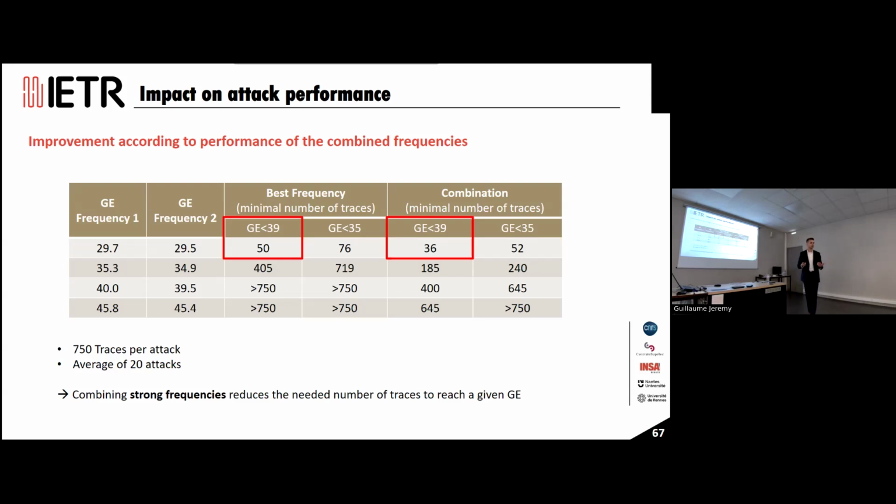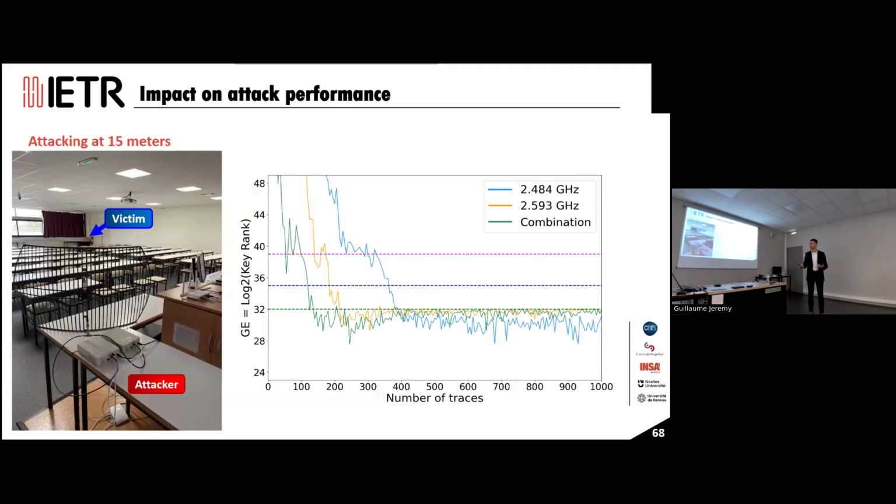So in order to have valid results, we performed an experiment where we collected the leakage at two different frequencies at the same time and from the same cryptographic processes. So we chose to perform this experiment at a distance of 15 meters. And here, at the output of the antenna, we can observe that there are two radios. Each radio is collecting the traces at different frequencies.